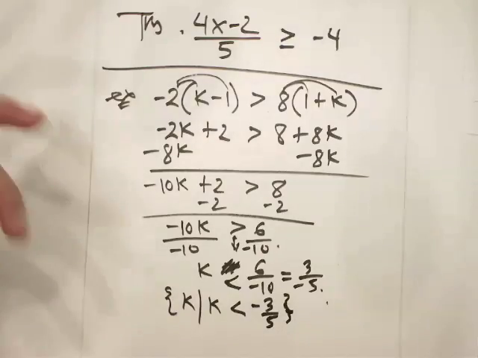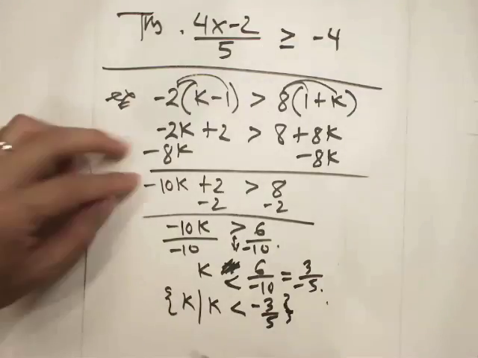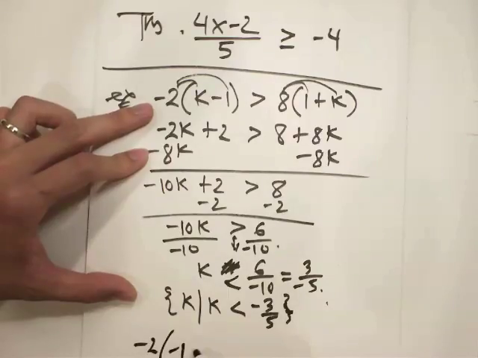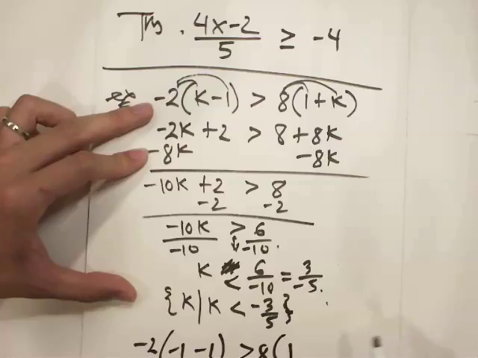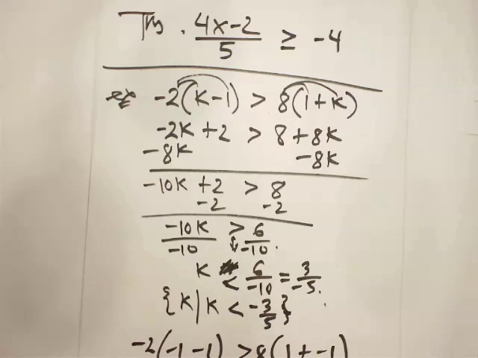And if we want to check our answers, anything that's less than negative 3/5, any negative number that's bigger, that's a smaller negative one. So let's use negative 1. So negative 1 minus 1 greater than 8 times the sum of 1 plus negative 1. Okay, so this is negative 2. Negative 2 times negative 2 is positive 4. This is 8 times 1 plus negative 1, which is 0. So 4 greater than 0, checked. Okay, so we know this is also correct.